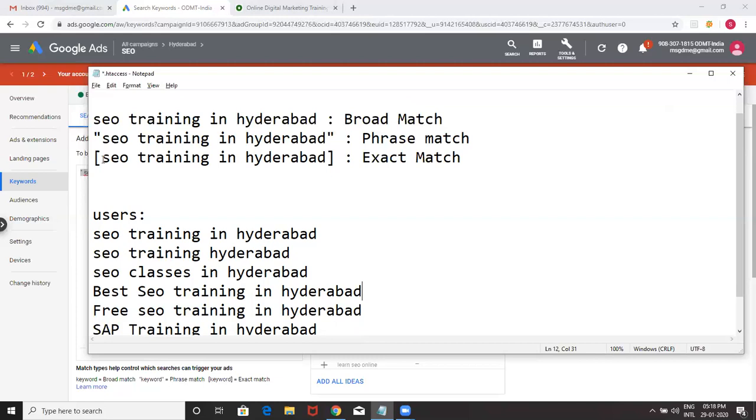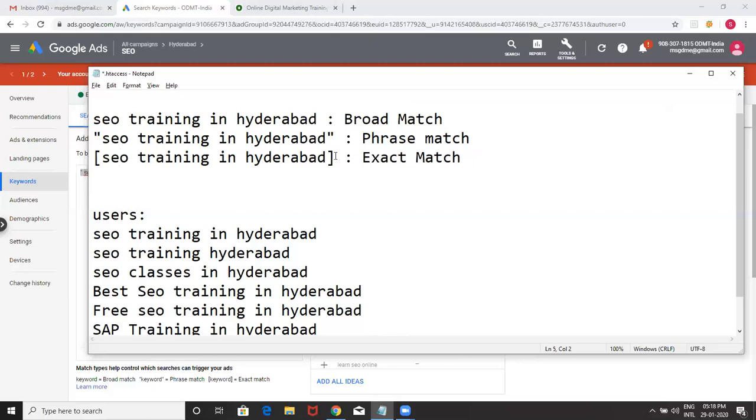Now to avoid this, you mentioned best SEO training in Hyderabad. Now, do you think for the first keyword the ad will appear? No, because it's missing something. I'm only adding best, I'm not adding normal SEO training. So in order to avoid this, any suggestion?